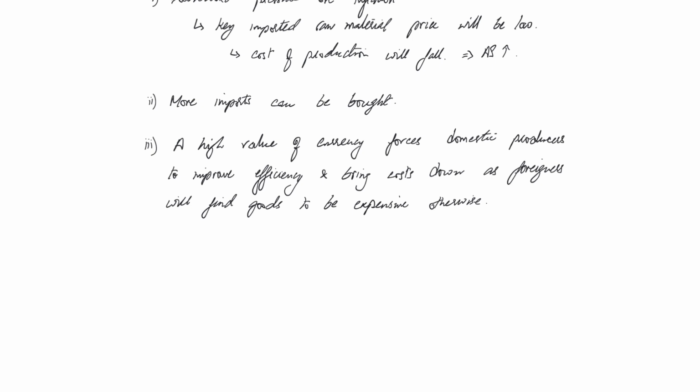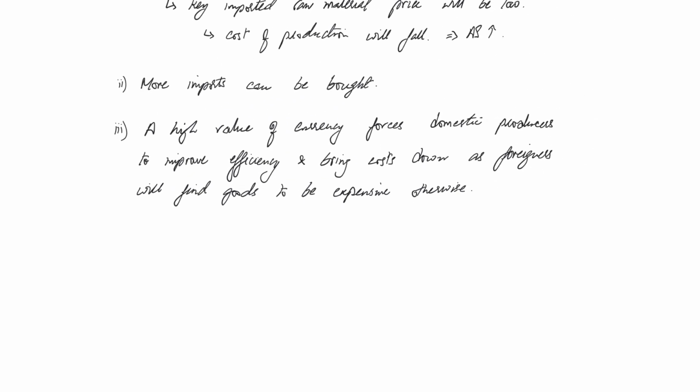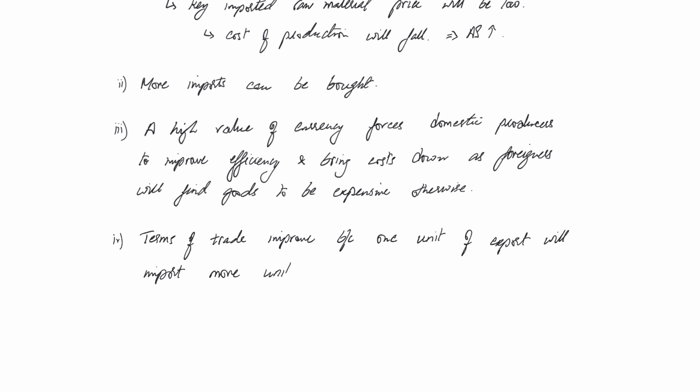Then one more thing, we have studied terms of trade. Terms of trade is that when you export one good, how many imports can you get out of it? Okay, so from the terms of trade point of view, it will improve because one unit of export will import more units. You're going to get a better value for the export that you are doing.